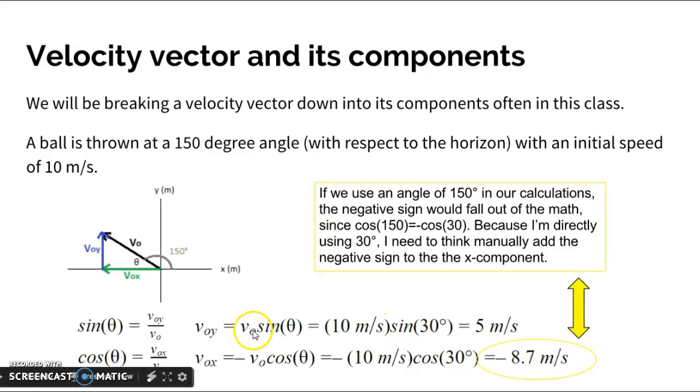Similarly, we can do that with the cosine function to find our x component. The way I'm doing it with the angle of 30, I have to manually input this negative sign because I can see here that our x component is in the negative direction. You can, if you want, use an angle of 150 degrees in your calculations. If you do that, the negative sign will fall out naturally from the math, because cosine of 150 is equal to negative cosine 30. So that's just something you need to worry about depending on what method you're using, but just be consistent and you'll be in good shape.